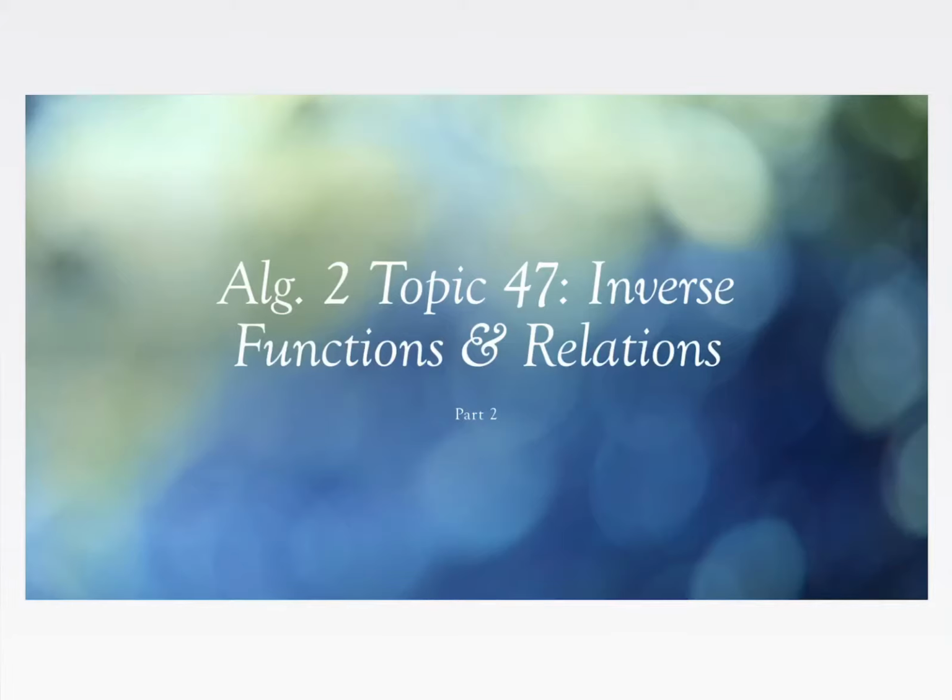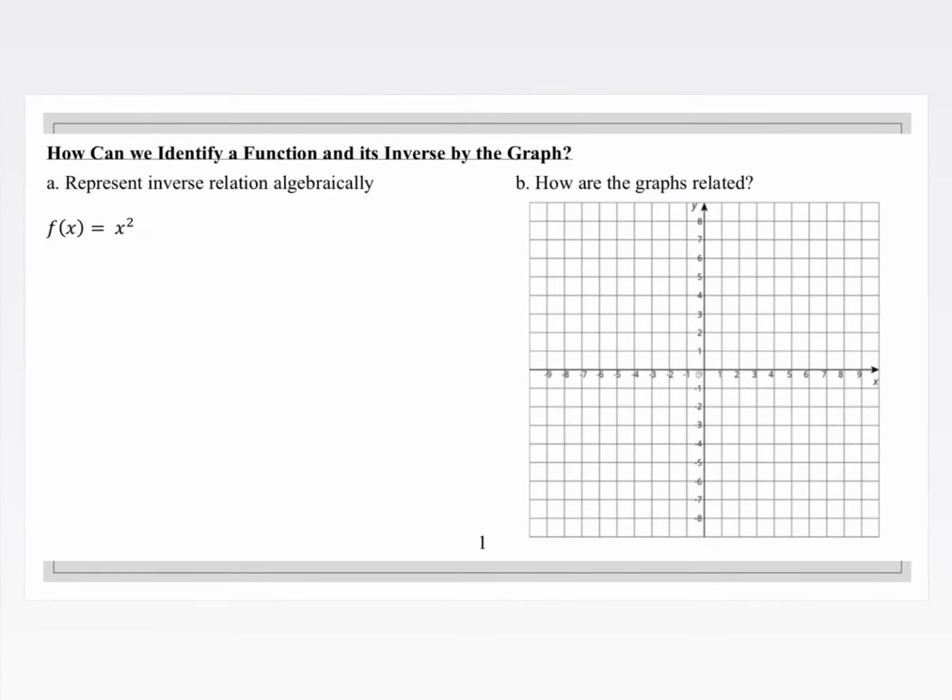Welcome back to topic 47 for Algebra 2, Inverse Functions and Relations. In part 2, we're going to see if we can identify a function and its inverse by a graph, as well as find an equation of an inverse function and then graph it. So how can we identify a function and its inverse by the graph?